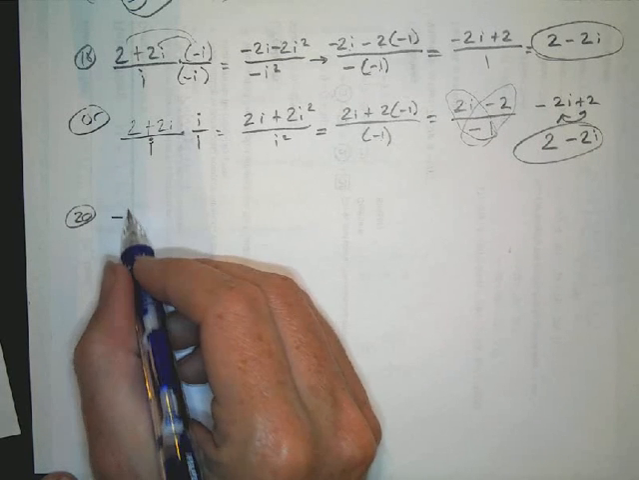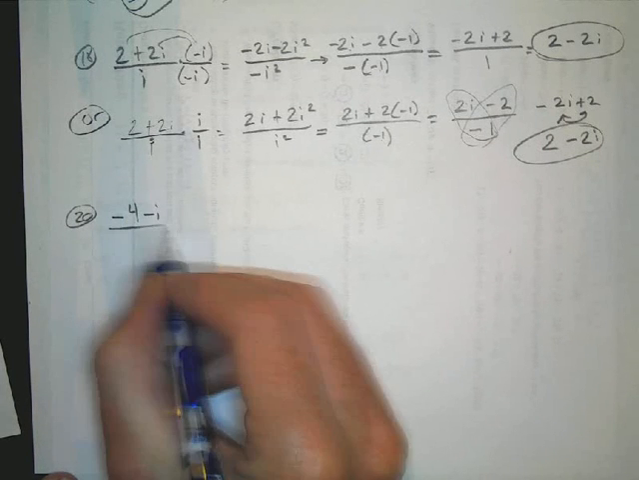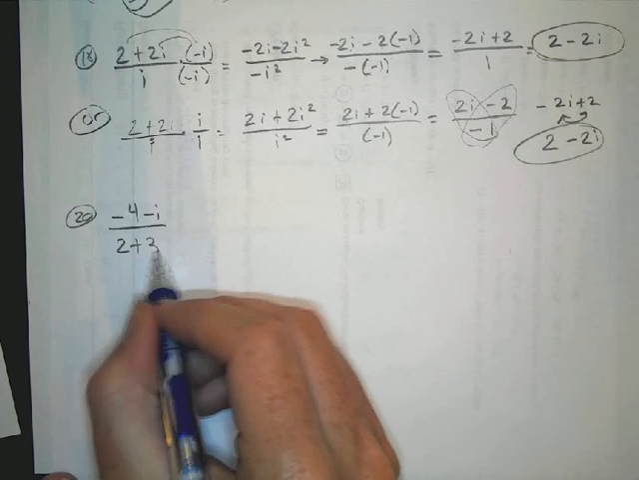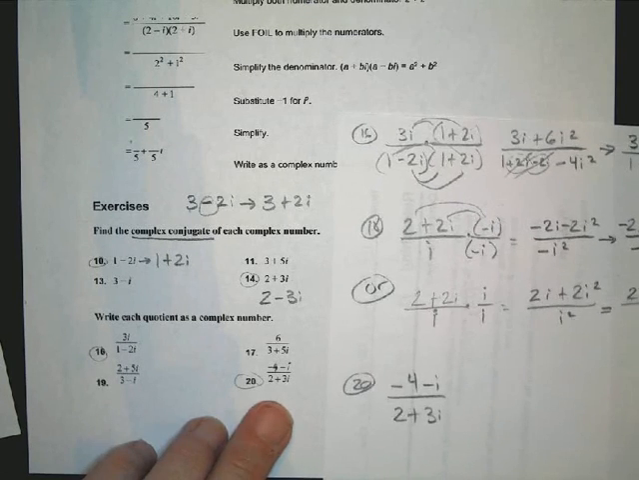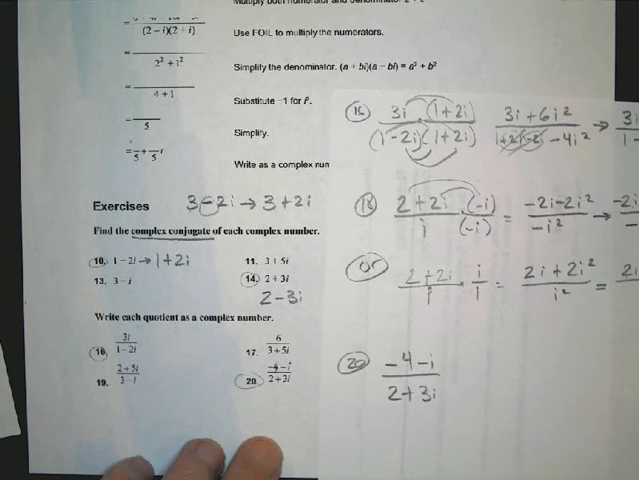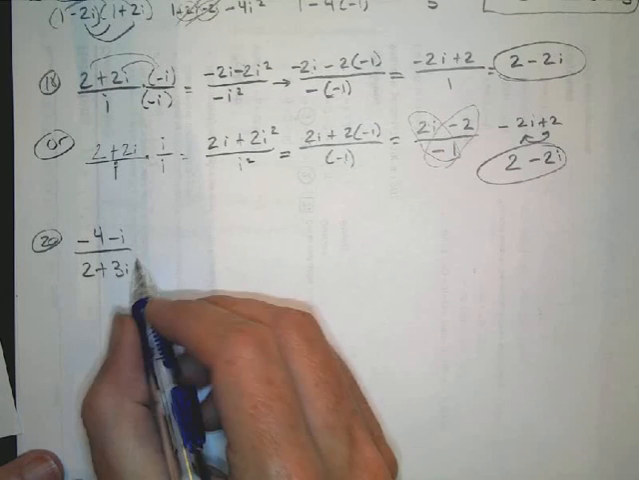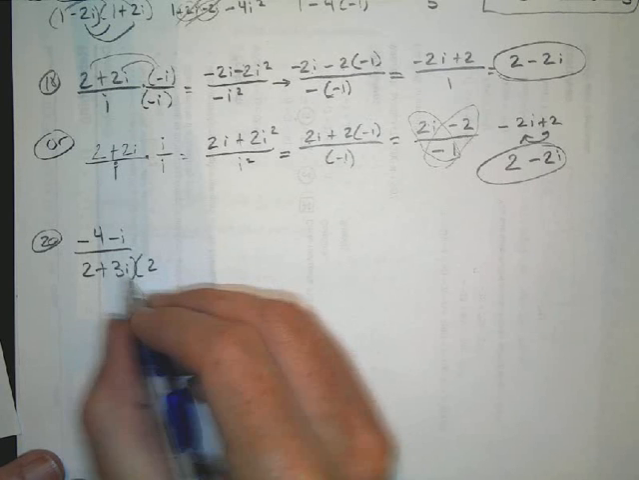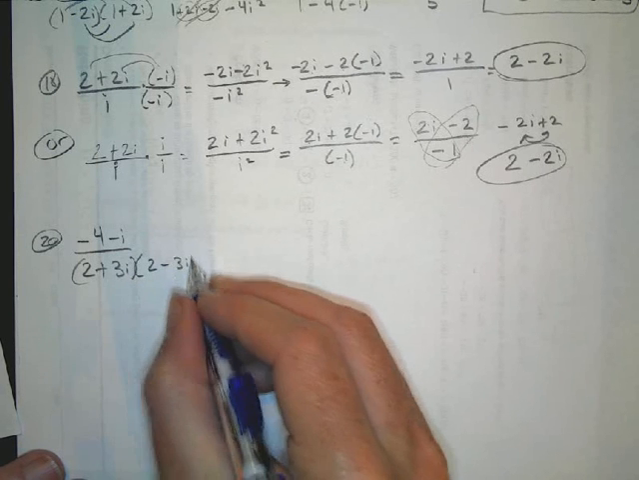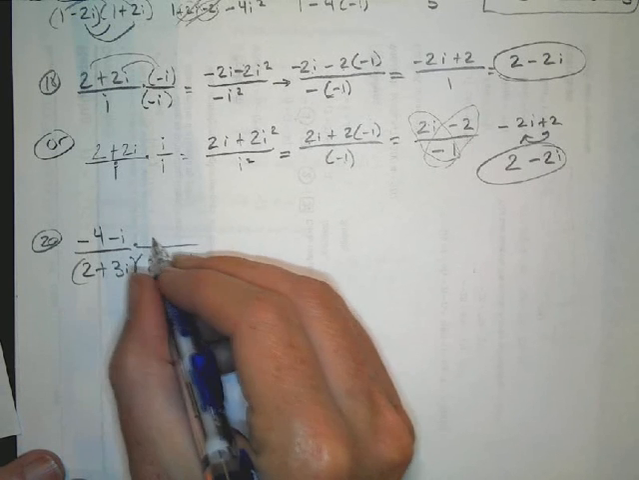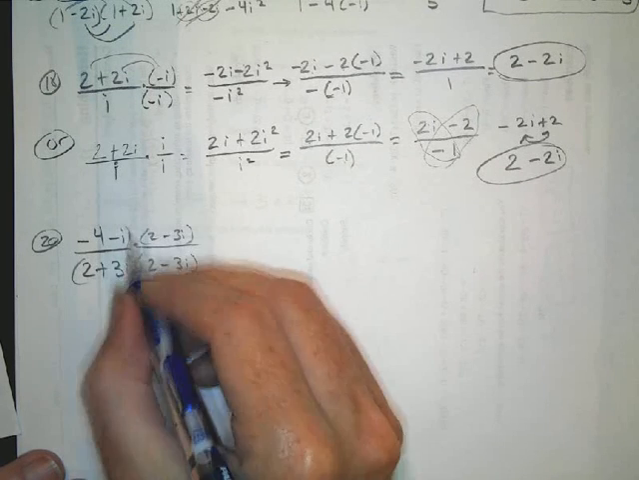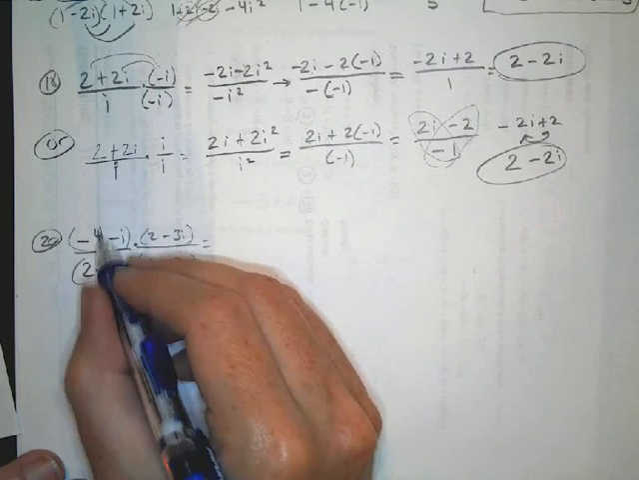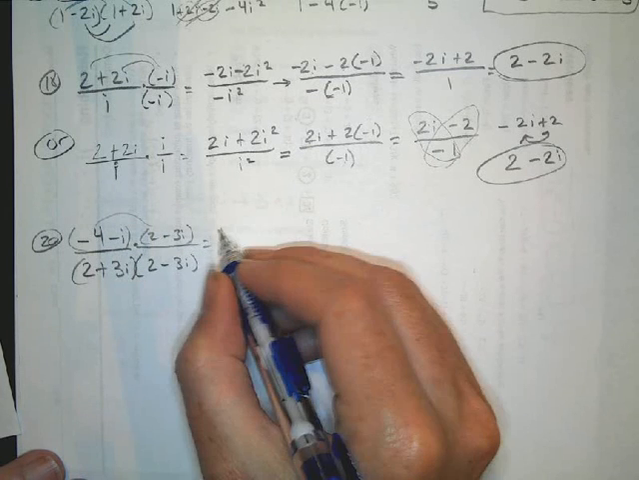Last one to take a look at here is number 20. And number 20, it is negative 4 minus i over 2 plus 3i. So check number 20. Yep, negative 4 minus i over 2 plus 3i. So again, multiply by the complex conjugate, 2 minus 3i on the top and the bottom, 2 minus 3i. Okay, so now we have to do a lot of distributing here.